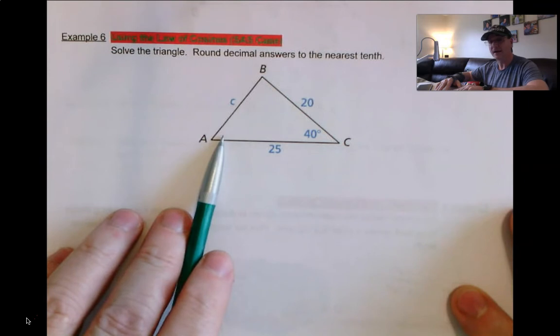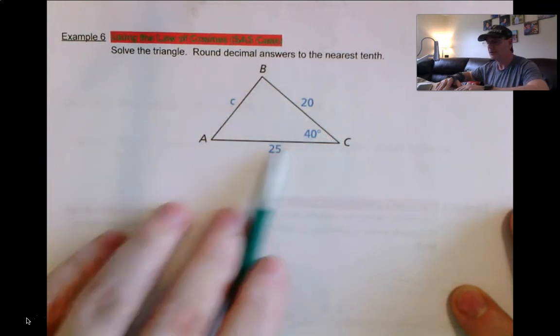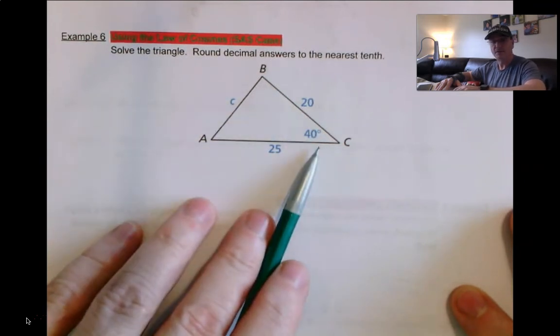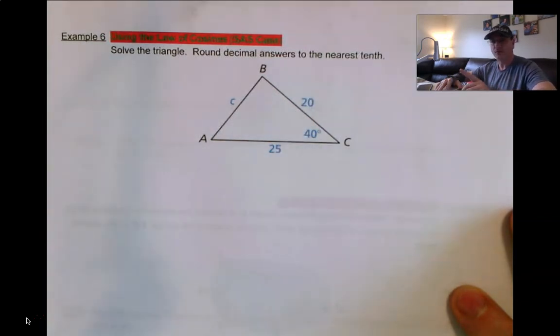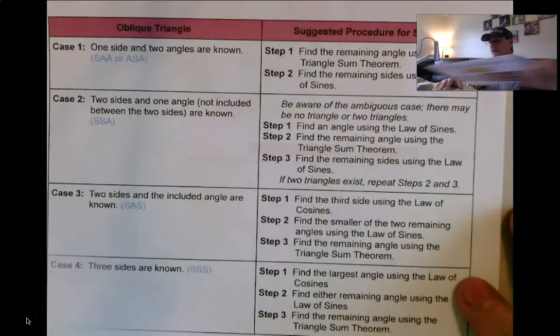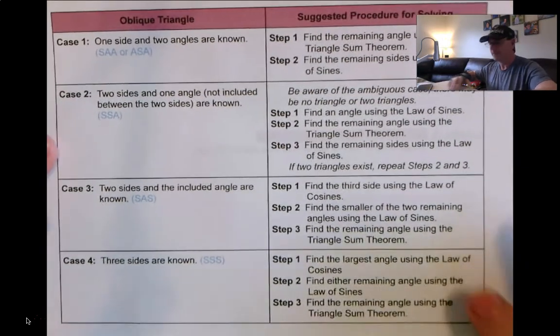We can't find capital A or capital B using the triangle angle sum theorem. We cannot create one complete ratio. We can't do sine of angle A over little a. We don't have a sine of angle B over little b, and we don't have a sine of angle C over little c. We don't have one complete ratio. We can't use law of sines. We have to use law of cosines first. Okay? Back to the chart.